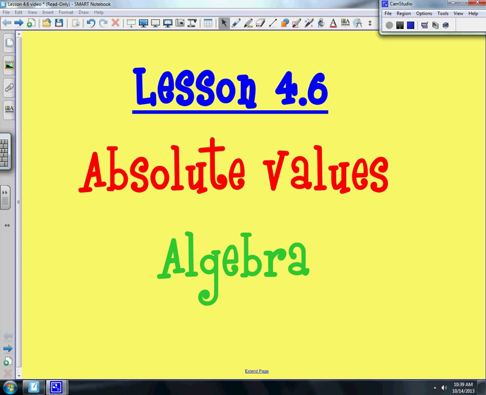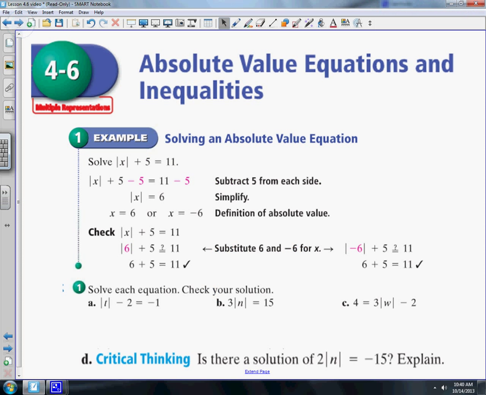Hey guys, this is lesson 4.6 for algebra. It's titled Absolute Values: absolute value equations and inequalities. So it's kind of a tricky lesson.